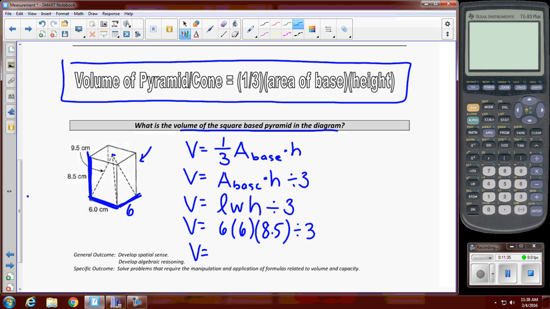So now in our calculators, we can just say 6 times 6 times 8.5. This would tell me the volume of the prism, and now I want to divide this by 3 to get the pyramid that fits inside. The volume of that pyramid would be 102, and my units are centimeters, so cubic centimeters. So I could fit 102 cubic centimeters within this pyramid. It's always 1/3 of the prism it fits in.